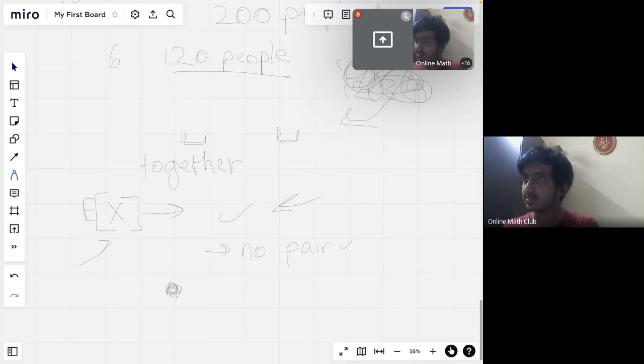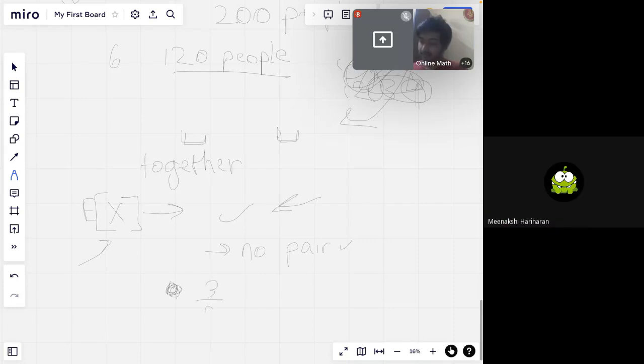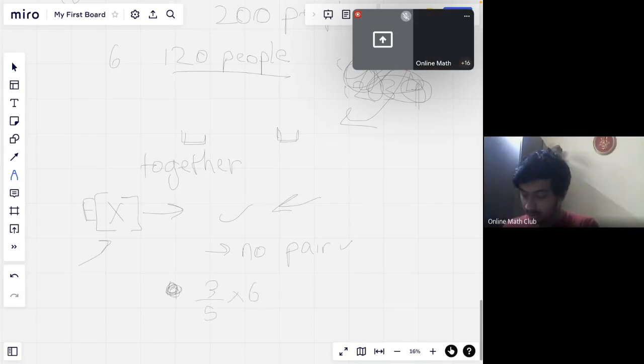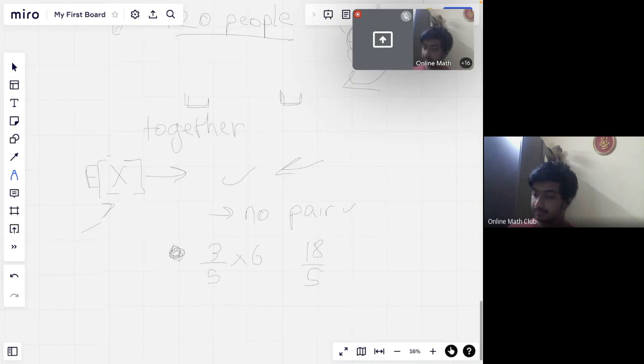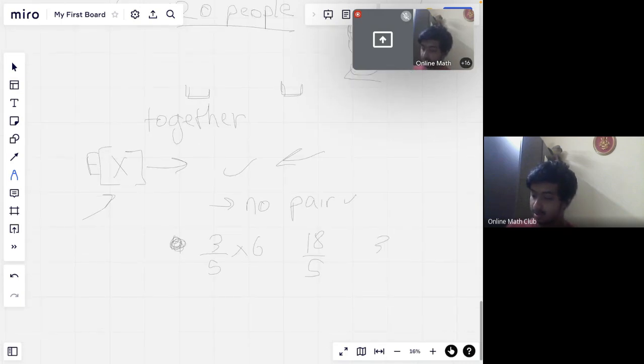Again, what's the probability that a person has solved, say, question 1? I think it's 3 by 5. Right. So this is at least 4, and yeah, I think this works actually. Why haven't I seen the solution? Yeah, this works, I think.